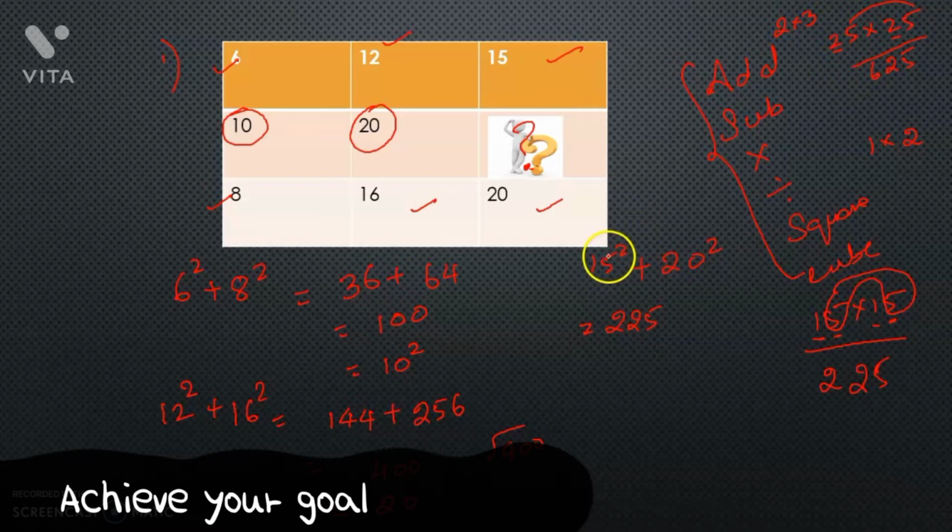Coming back to the sum, 15 square is 225 plus 20 square is 400. When we add up, we get 625. 625 is nothing but the square of 25, as we just saw. So what will be the answer? The answer will be 25.